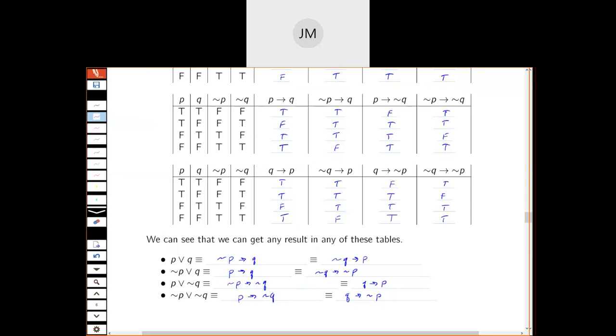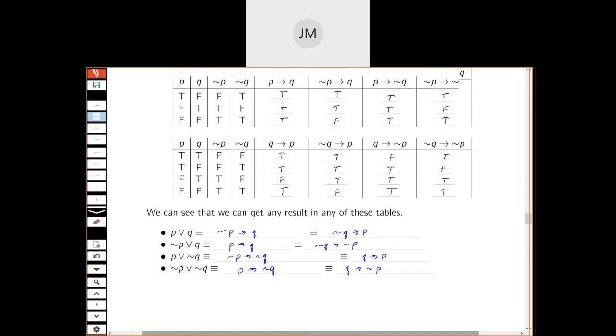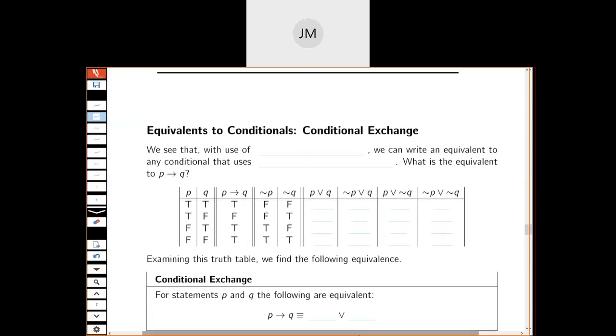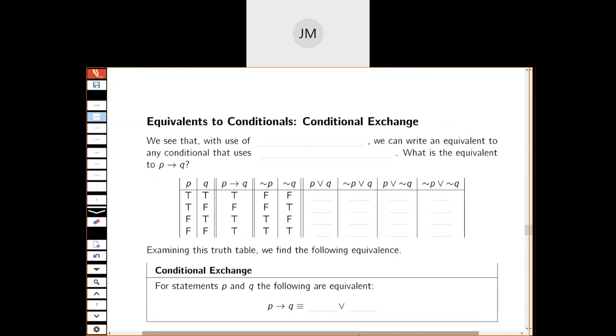All right, let's make a little bit of use of these. We're going to go somewhere with this. Equivalence to conditionals: we can see that with the use of negation, we can write an equivalent to any conditional that uses a disjunction. So what is the equivalent to if P, then Q?